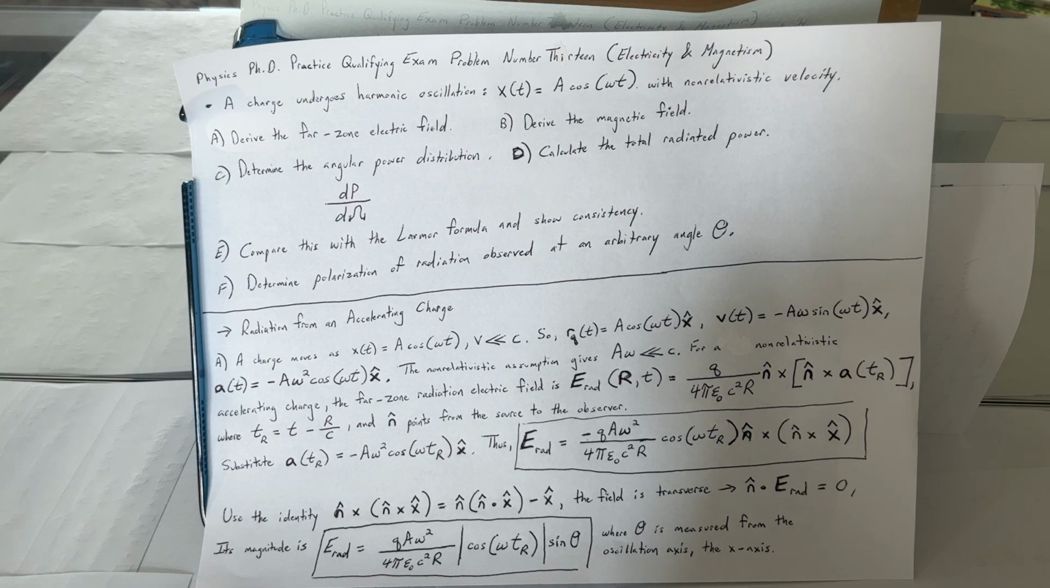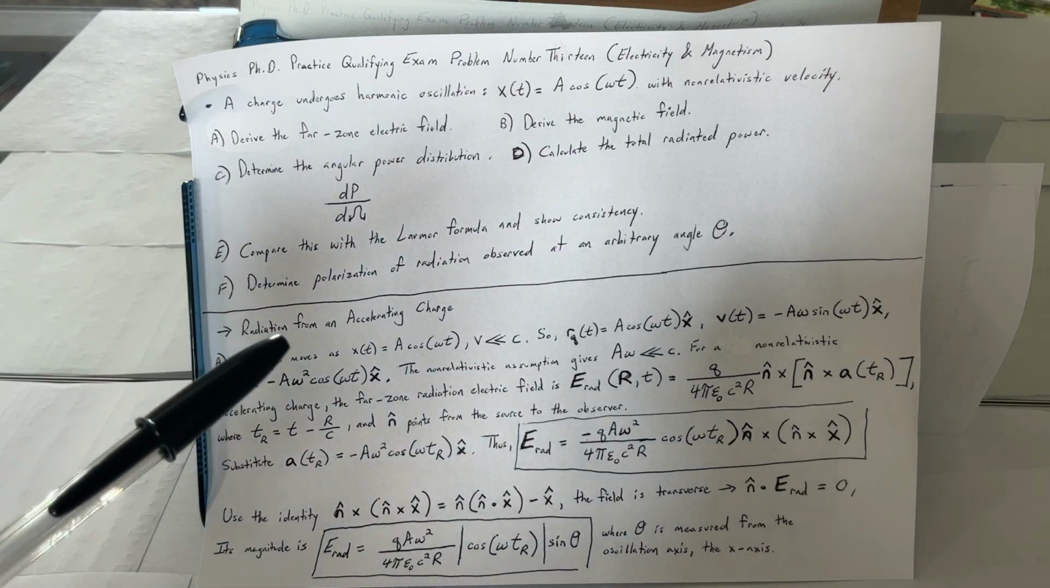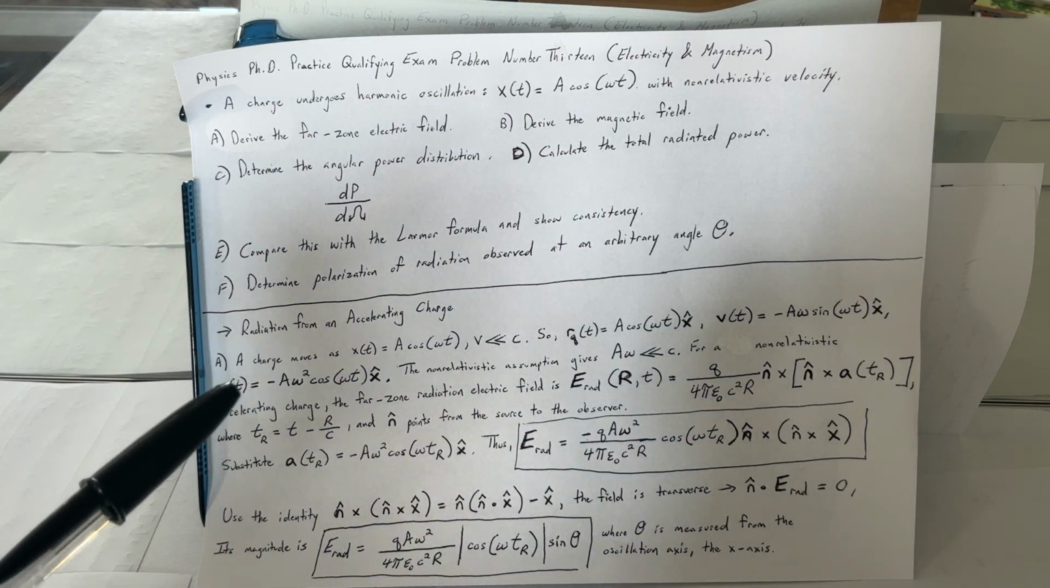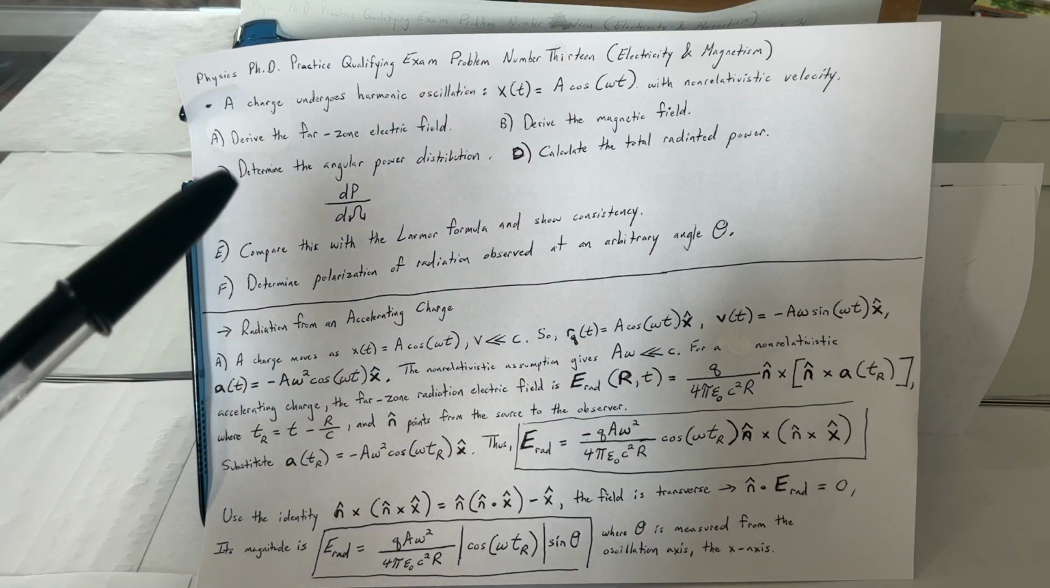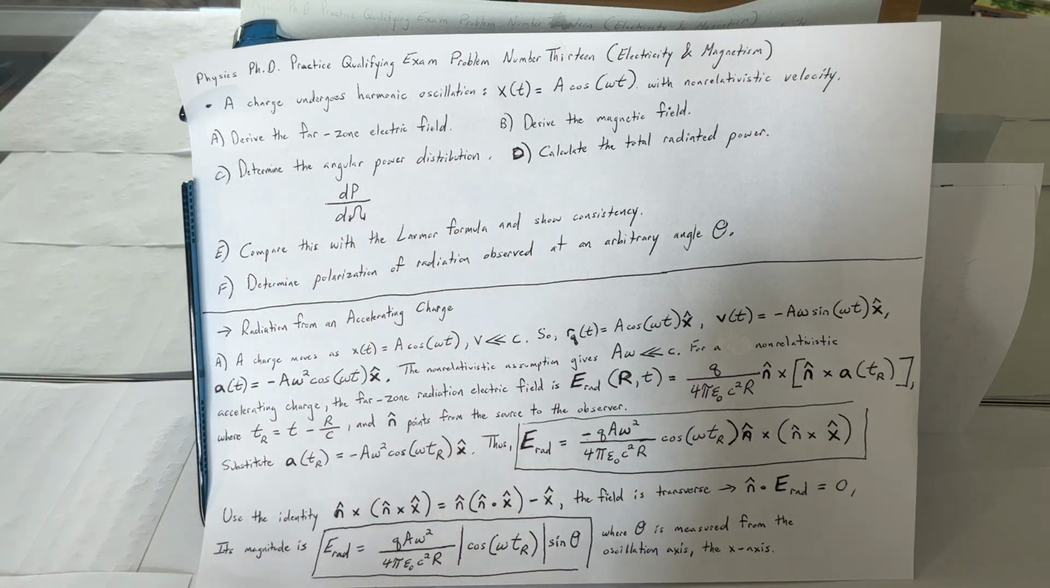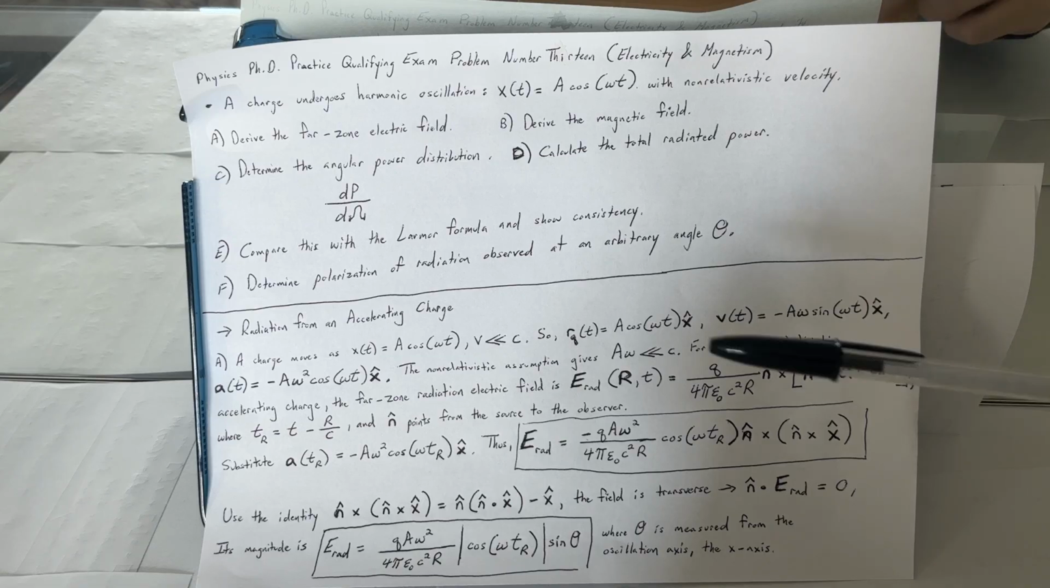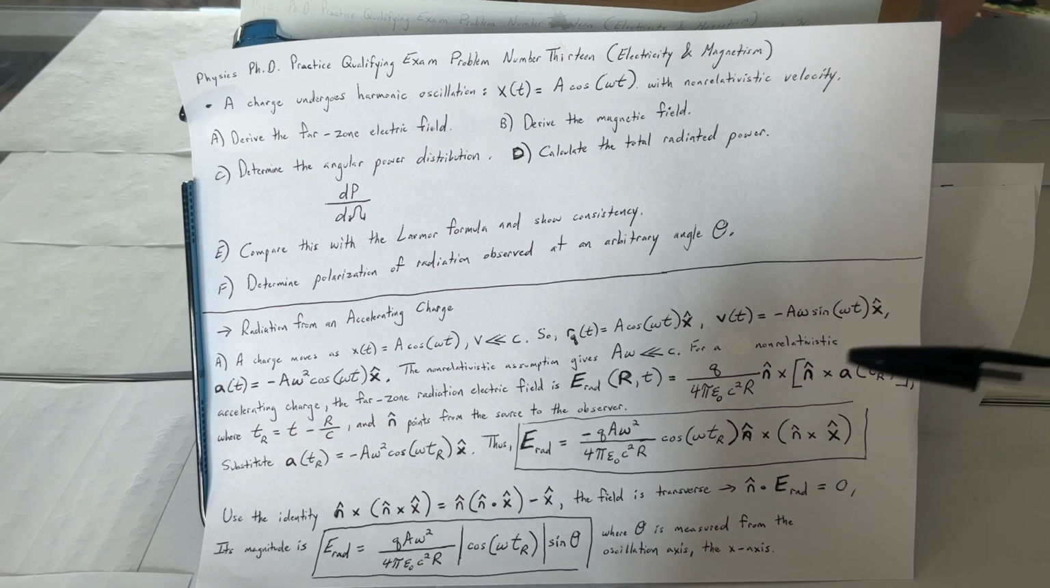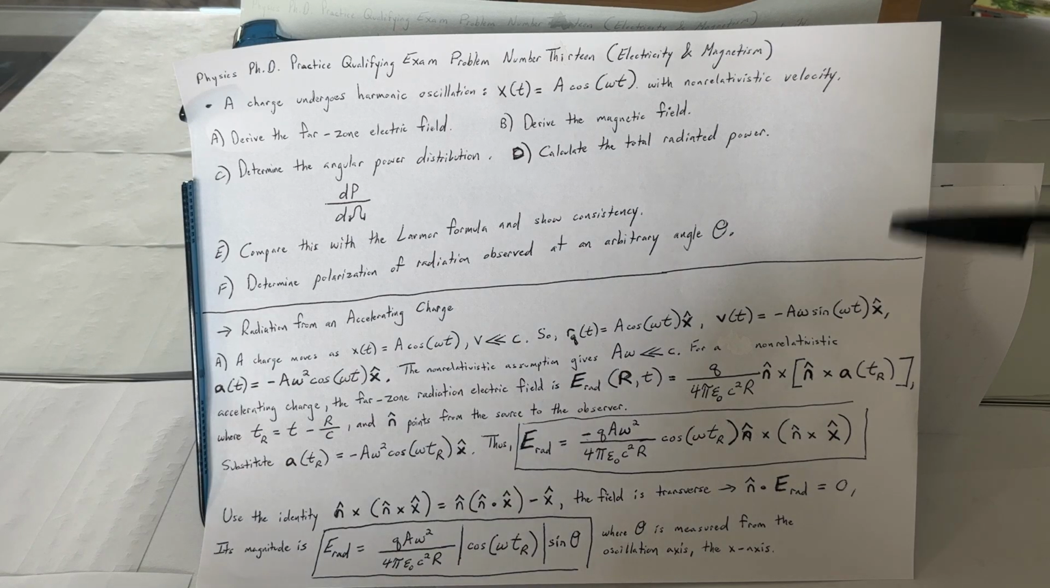Okay, so let's see what we can do here. Radiation from an accelerating charge, part A. For deriving the far zone electric field, the charge moves as x of t equals a cosine of omega t, where v is much smaller than c. So r sub q of t equals a cosine of omega t x hat, and our velocity v of t equals negative a omega sine of omega t times x hat.